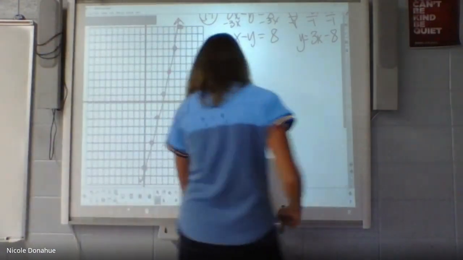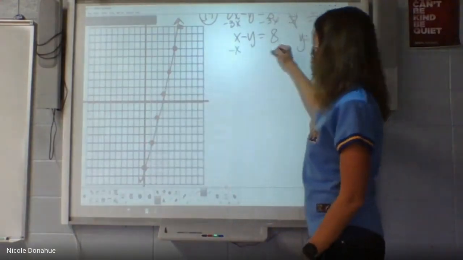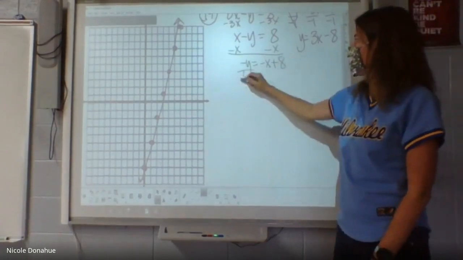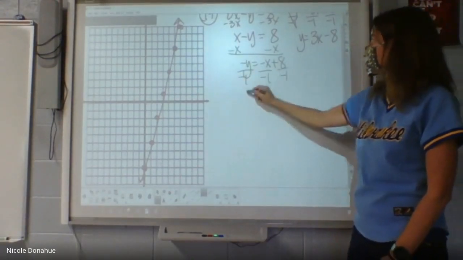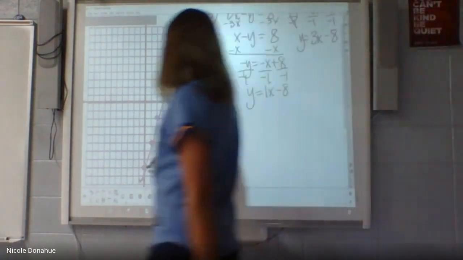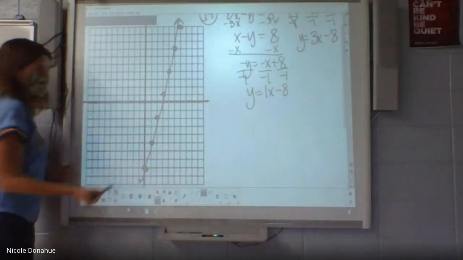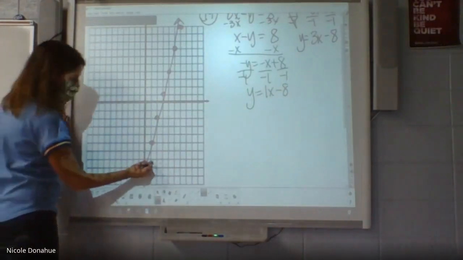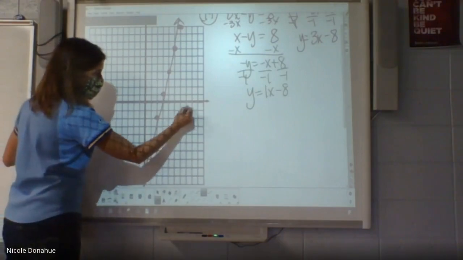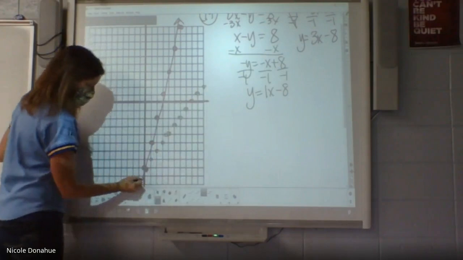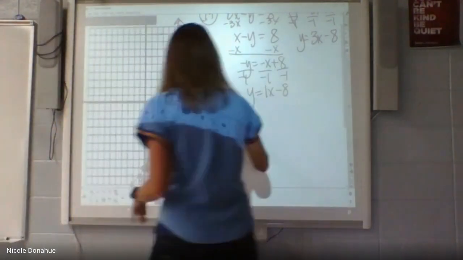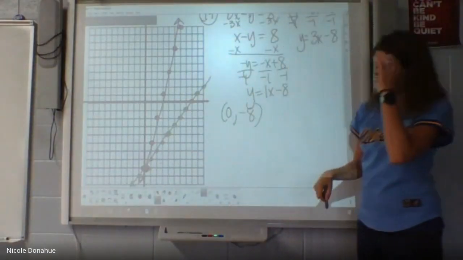Then the other line, I have to get the y alone as well. So this one I divide by -1 again. This becomes a positive 1x -8. So they actually already meet at this point. I could really be done, or I could go up 1 over 1 as well. I wanted to actually draw the line. So they cross at that intersection of 0, -8. So that's our solution in that case.